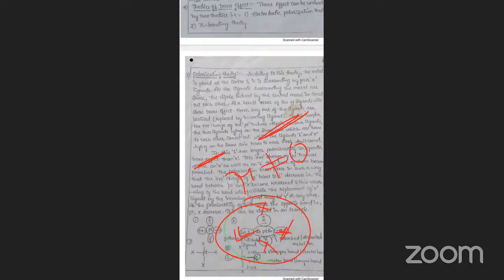This theory can explain this type of case, but this theory does not give a complete explanation for which is trans. This theory cannot explain all ligands. Some different types of ligands are there, and that type of ligands can be explained by another theory, that is the pi bond theory. Now we can explain the pi bond theory.